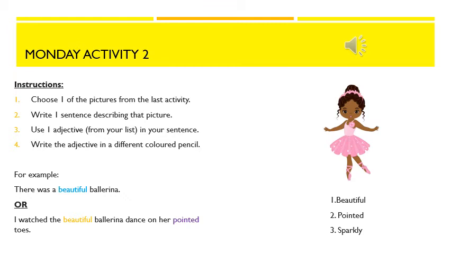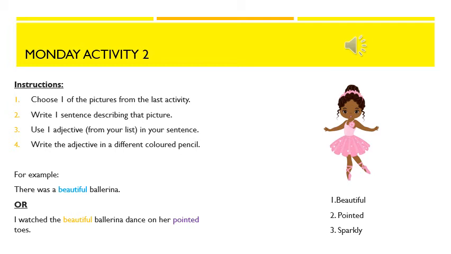For the next activity, you need to choose one of the pictures that you just wrote about and write one sentence describing that picture. In your sentence, you need to include one adjective from your list, and you need to write that adjective in a different coloured pencil. If you can see my example, you'll notice that the picture was of the ballerina, and I have got my 3 adjectives written down. They're beautiful, pointed, and sparkly, and I've got those on the right side of the screen.